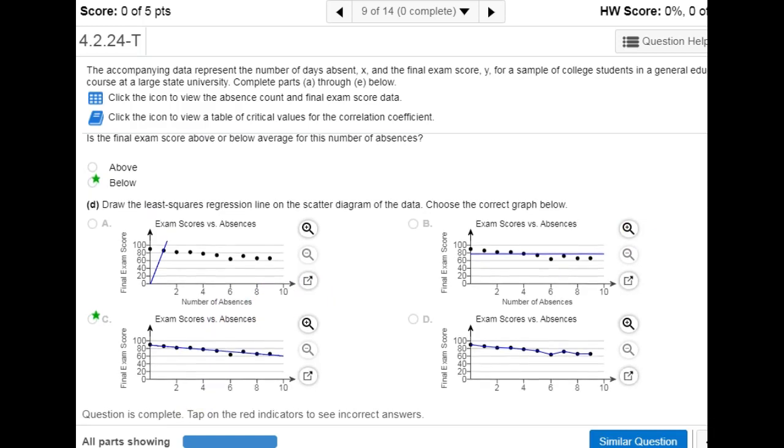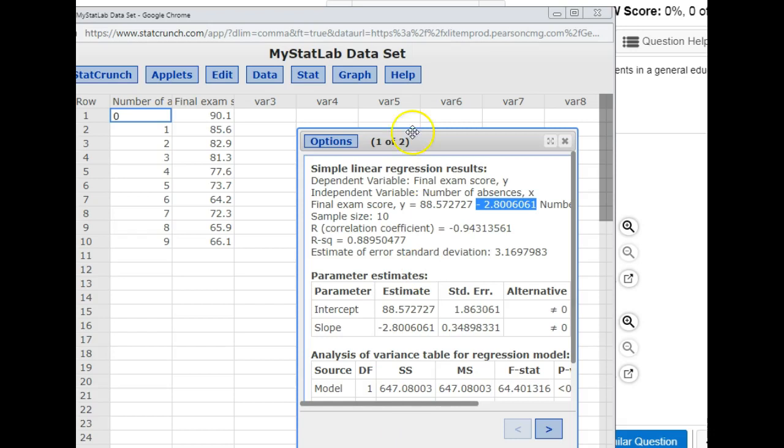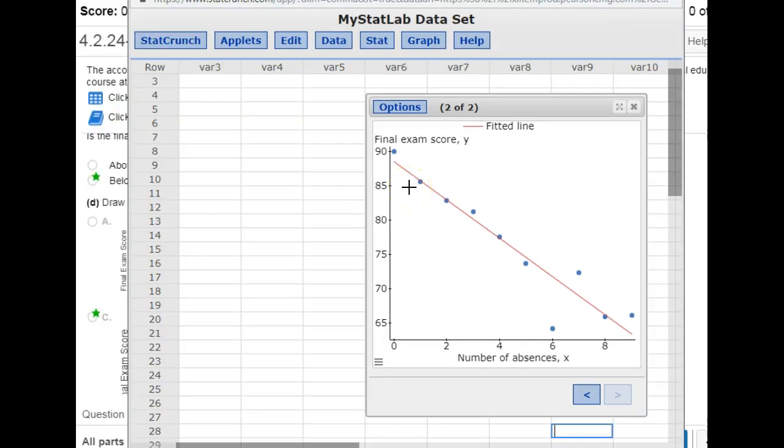And then drawing the least squares regression line on the scatter diagram, if you jump back into StatCrunch, you'll notice when you do this regression, if you hit the over arrow, it actually shows the line drawn through the scatter plot. The answer choices will look a little bit different because here you'll notice the y-axis jumps from 0 all the way up to 65. And so the line is just sloped differently.